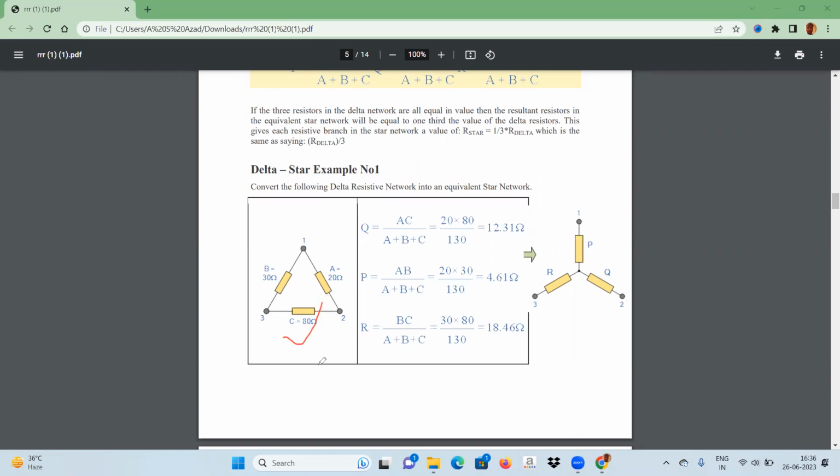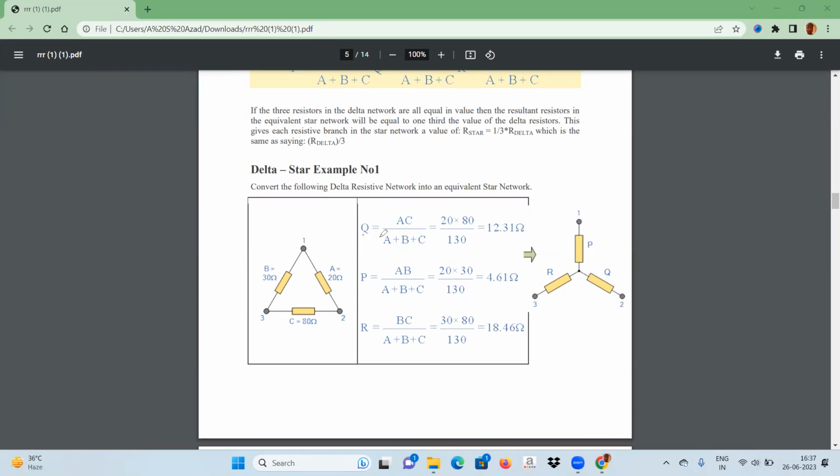Let's see this example: this is a delta connection, and this is the equivalent star connection. If you want to calculate P, then P will be B into A upon the summation of A, B, C. B is 30 and A is 20, so 20 into 30 upon the total, 130.